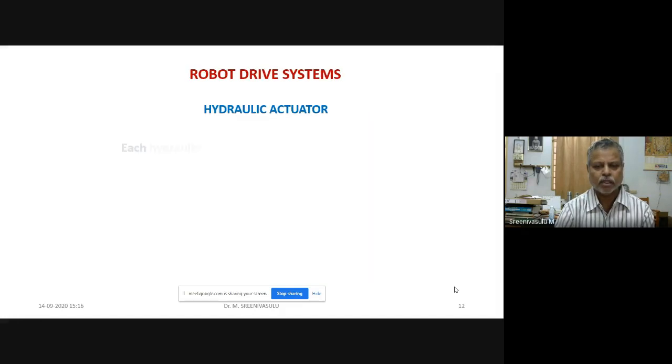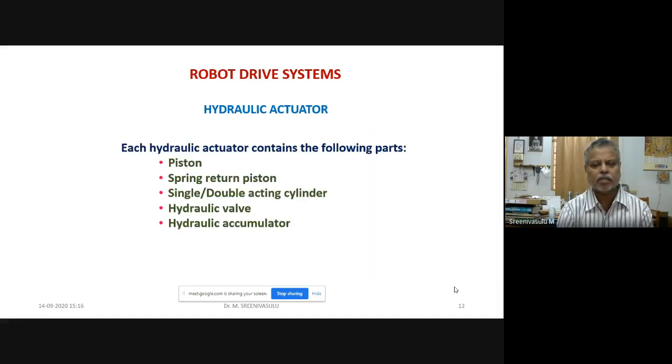Okay. Anyway, these are all the commonly listed parts in one particular type of hydraulic actuator. Say piston. Let me skip the second point. Let us go to the third point. Single and double acting cylinder, hydraulic valve, then hydraulic accumulator. See, it is something like this. Hydraulic valve is the one that is going to be controlled through the controlling valve. Okay, your controlling mechanism is going to control the hydraulic valve.